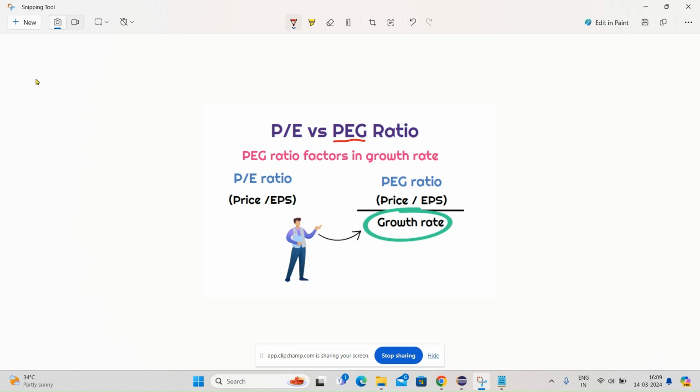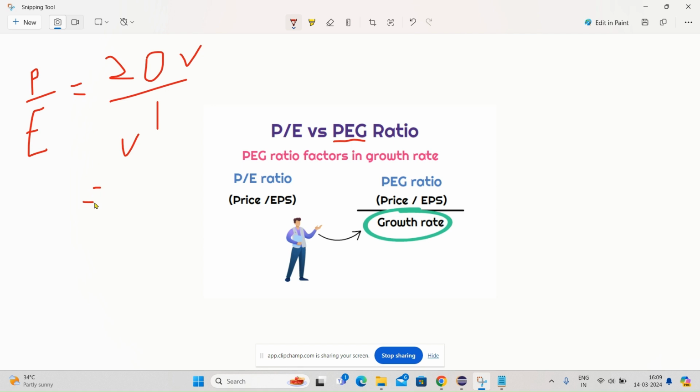What it means is, for instance, let's say a PE of 20. You can write it like 20 by 1, right? Like price as 20, earnings as 1. So what it means is, in order to earn 1 rupee, you have to pay or invest 20 rupees.